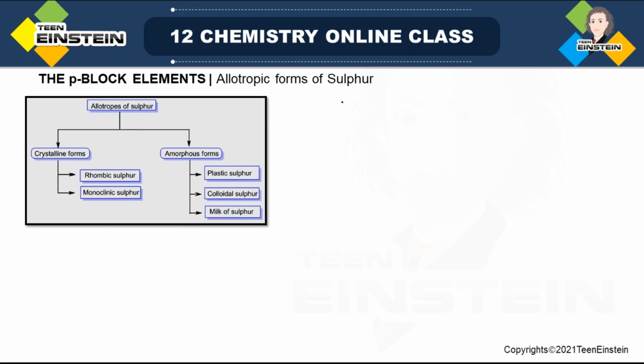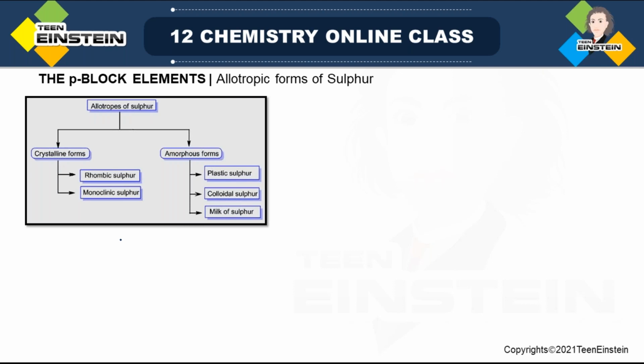Now we'll see allotropic forms of sulfur. Allotropes are different physical forms of the same element, and because of this difference, there is also an effect directly on their chemical properties and physical properties. So here we have a flow chart.